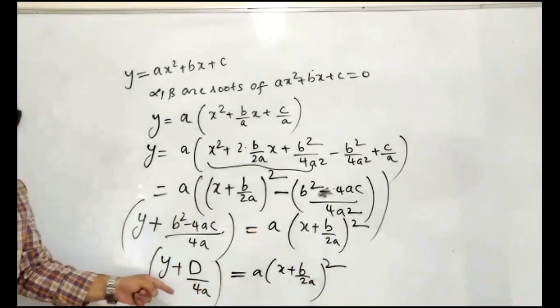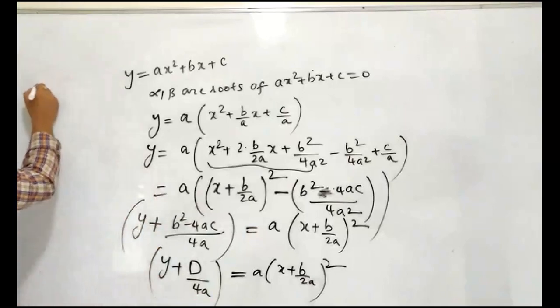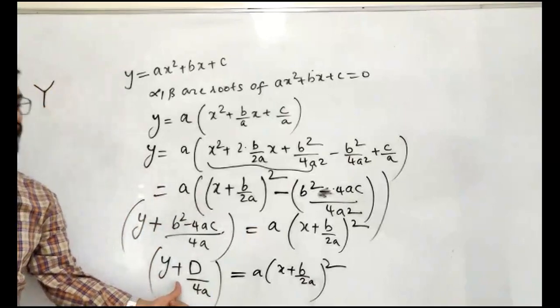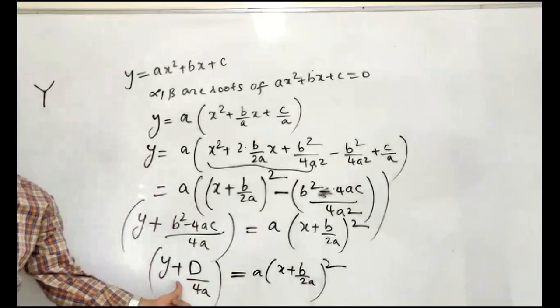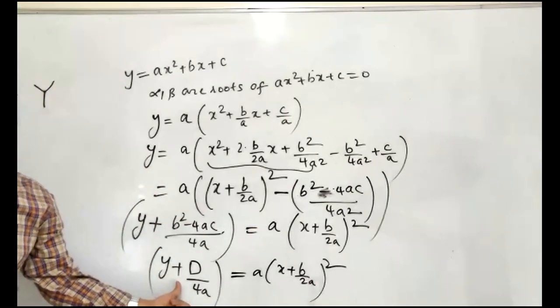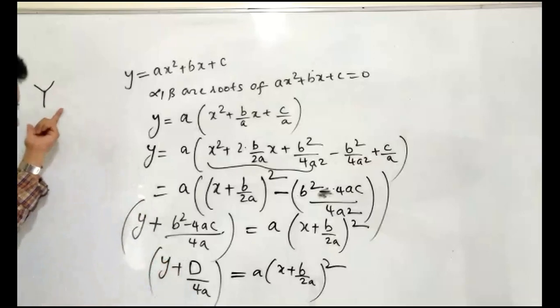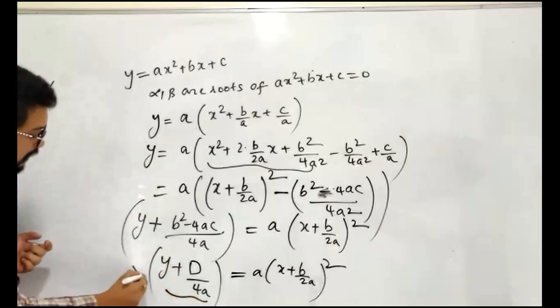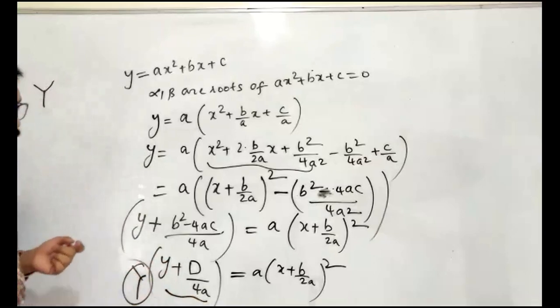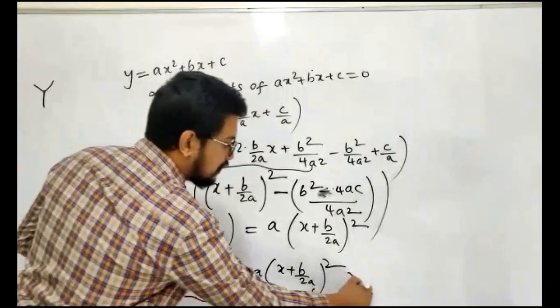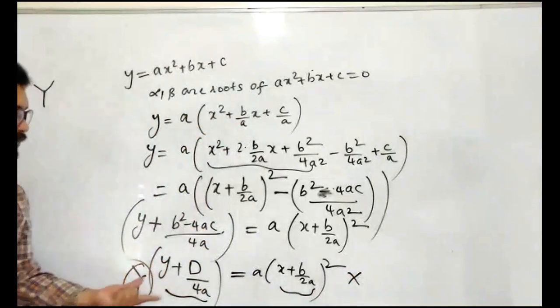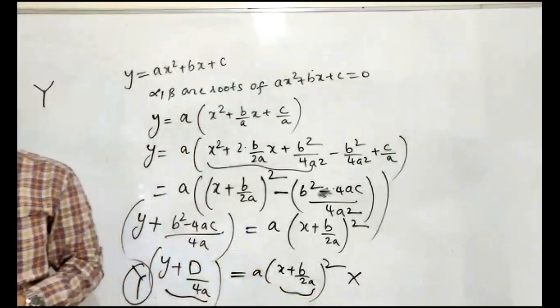Now, taking this into consideration, I'll take this y plus d by 4a, whatever I'm considering, as capital Y. I'll treat this entire thing, x plus b by 2a, as capital X. So I'm taking this whole part as capital Y, and this whole part as capital X.